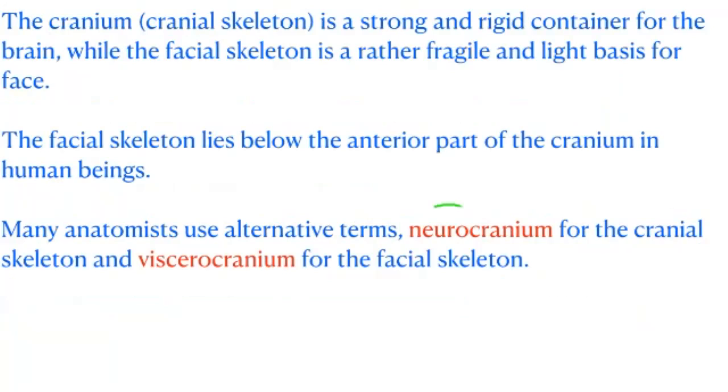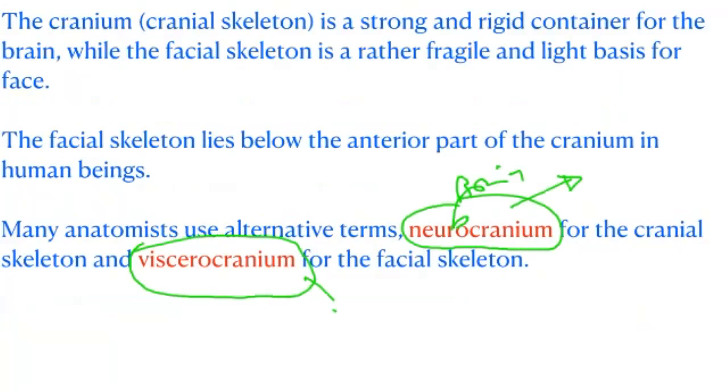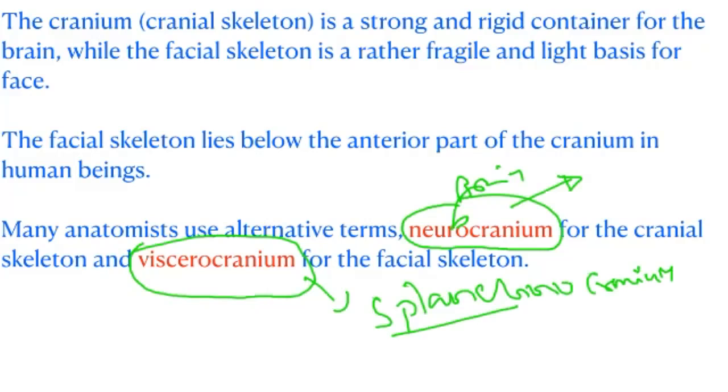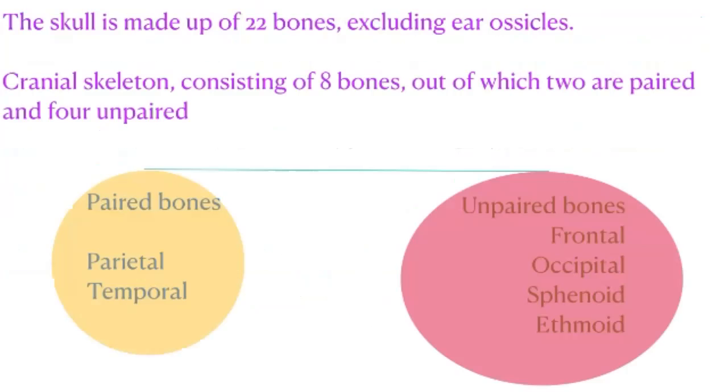The cranium or calvaria is also known as the neurocranium because it contains the brain. And the facial skeleton is called the viscerocranium or splanchnocranium. Viscero or splanchno means organs. So it's made up of 22 bones.